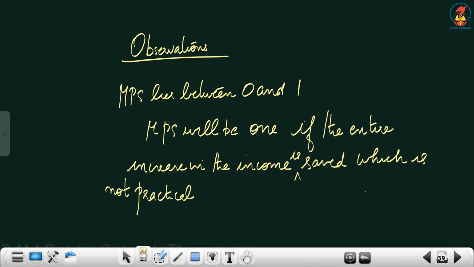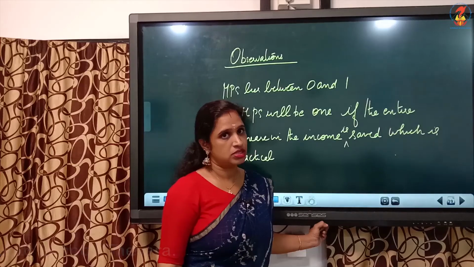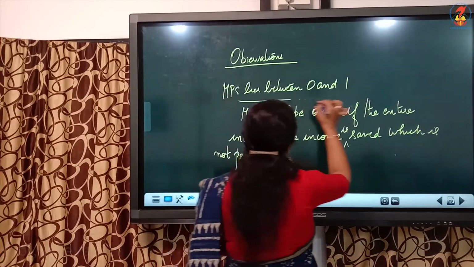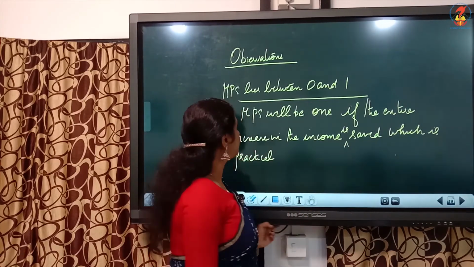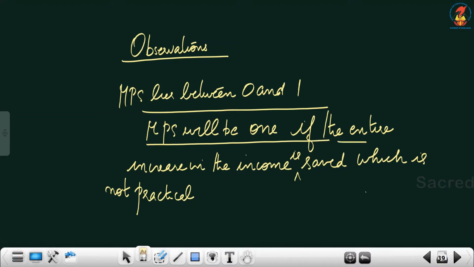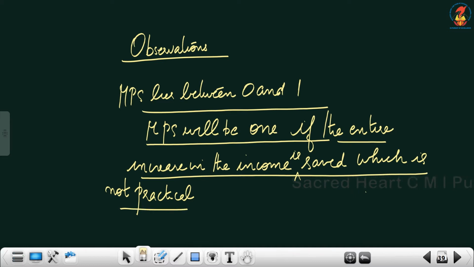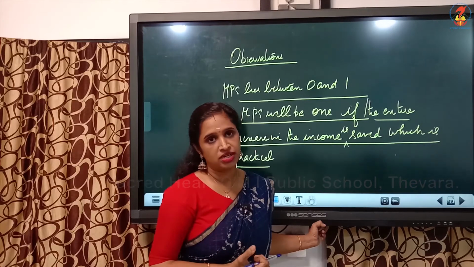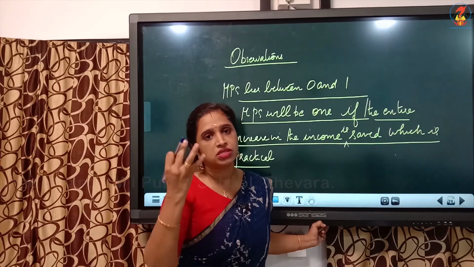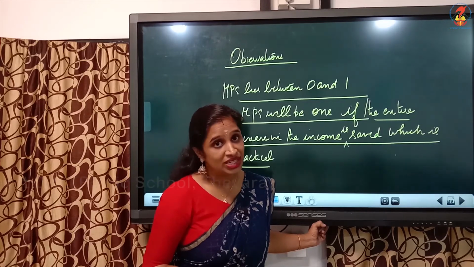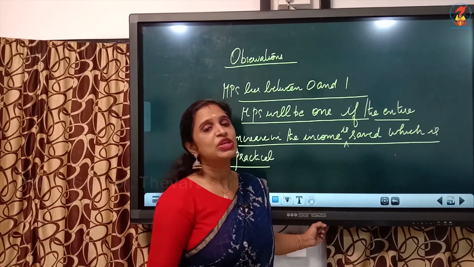Now observations. MPS lies between 0 and 1. Why? It should lie between 0 and 1. MPS will be 1 if the entire increase in the income is saved. That is not practical. MPS should always lie between 0 and 1. If MPS is 1, what should we try to understand? MPS is 1 means every additional increase in the income is saved. Nothing is used for consumption. Will that happen? No. It is not a practical situation.